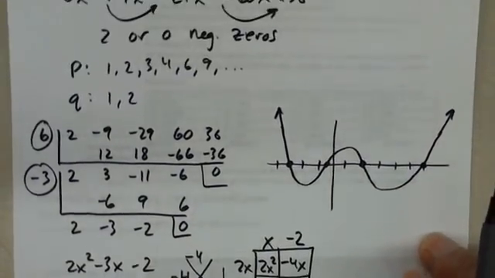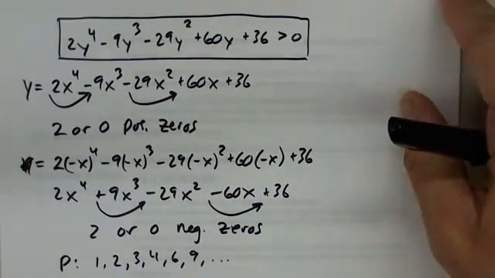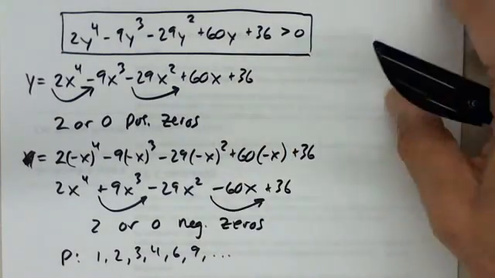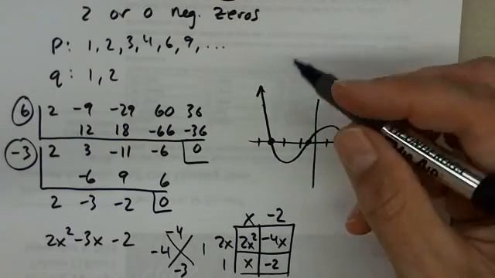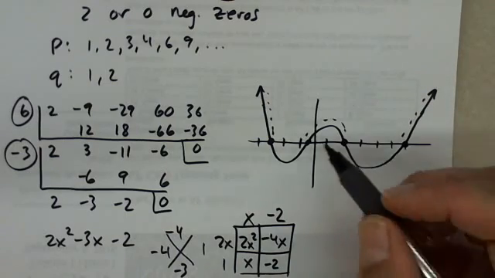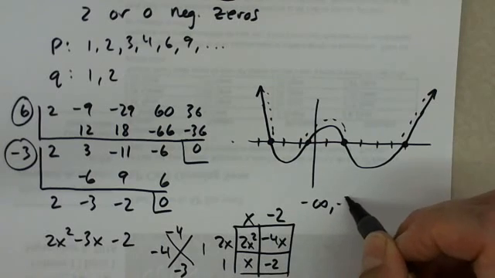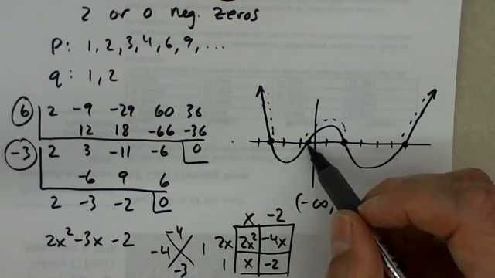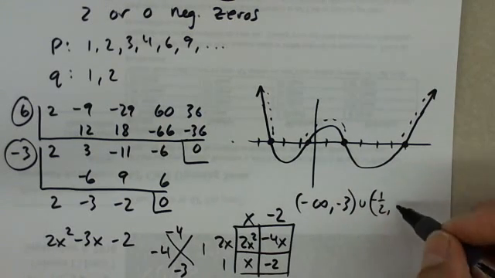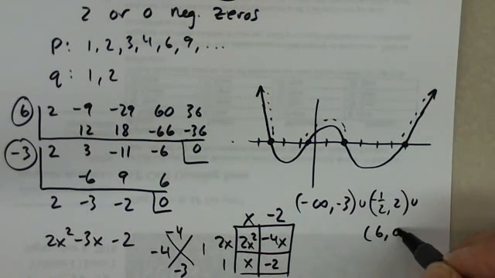And we're looking for where is the graph above the x-axis. It cannot be on the x-axis. It cannot be equal to 0. So that means we're looking for positive, positive, positive, positive, and this is going to be negative infinity to negative 3, not including negative 3. And then we'll go from negative 1/2 to 2, and from 6 to infinity.